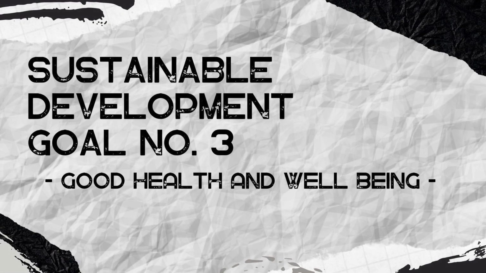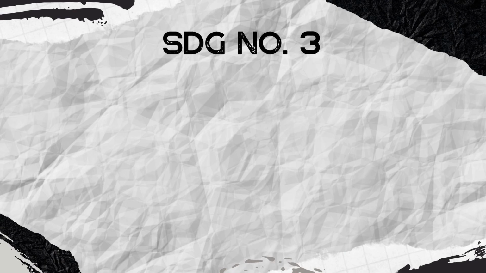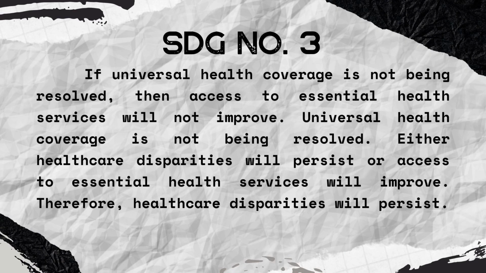And the second one is Sustainable Development Goal number 3, good health and well-being. SDG number 3: If universal health coverage is not being resolved, then access to essential health services will not improve. Universal health coverage is not being resolved. Either healthcare disparities will persist or access to essential health services will improve. Therefore, healthcare disparities will persist.